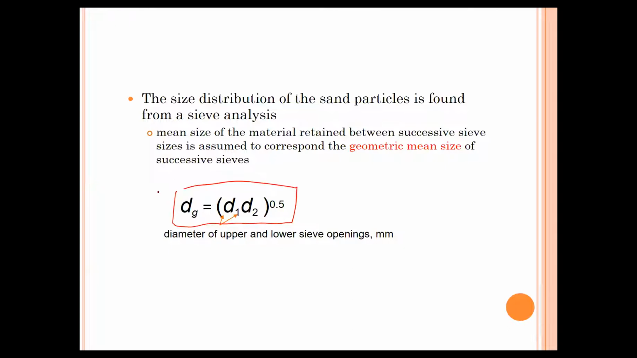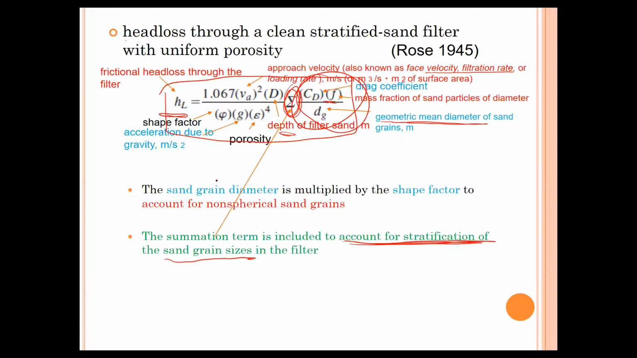So if we do the sieve analysis, then we have one sieve up and one sieve down. Say this one is D1, this one is D2. Some particles will go down, some particles will stay here. The particles that stay on the first sieve are D1, particles that stay on the second sieve are D2. And then we can find the geometric mean using this equation, the geometric mean size of two successive sieves. And we can use this dg value here.